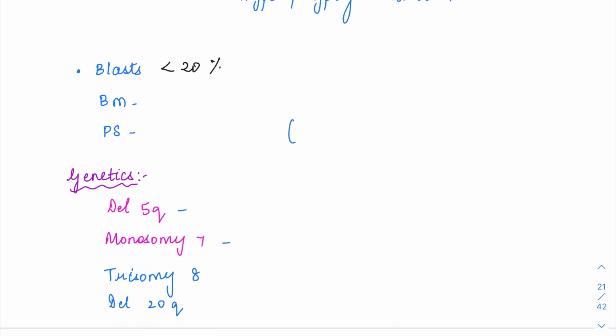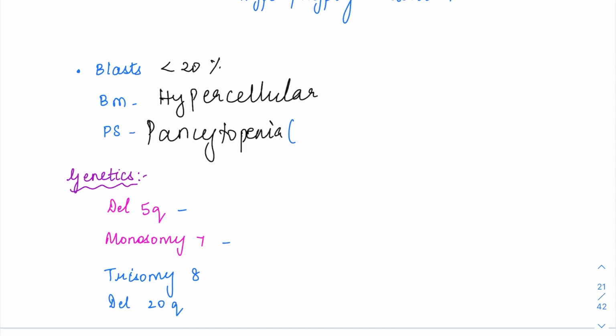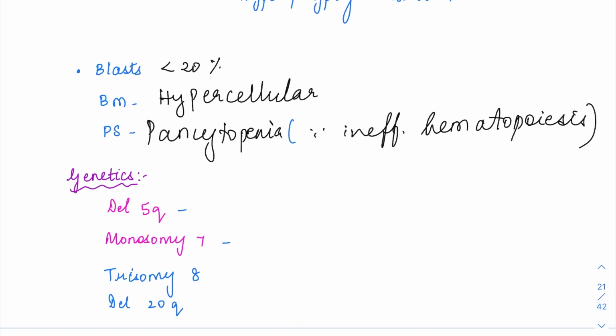In the bone marrow, it is going to be quite hypercellular, while in the peripheral smear, you are going to see pancytopenia. What is happening is there is going to be ineffective hematopoiesis. Ineffective hematopoiesis means the cells which are formed in the bone marrow are going to be dying.